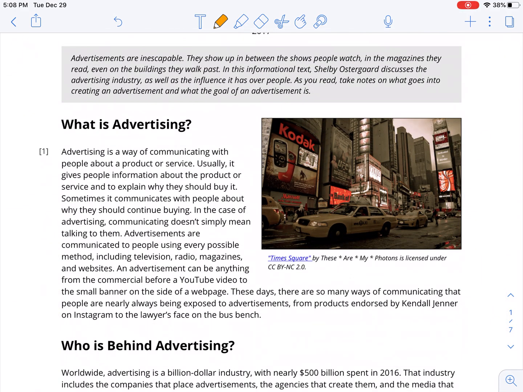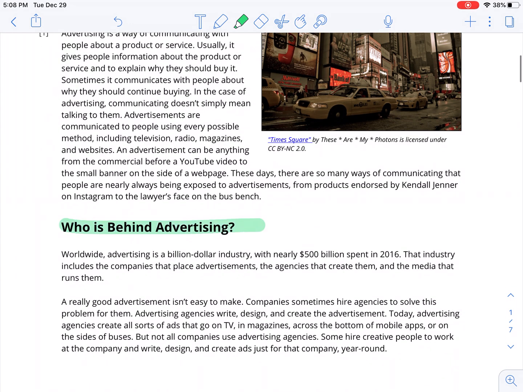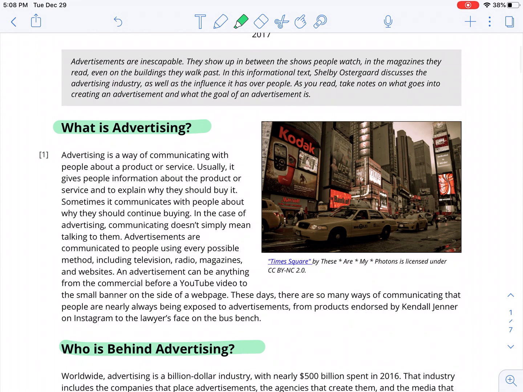So I notice that there are some subheadings, right? Using these kind of questions as subheadings. What is advertising? Advertising is a way of communicating with people about a product or service. Usually it gives people information about the product or service and to explain why they should buy it. Sometimes it communicates with people about why they should continue buying. In the case of advertising, communicating doesn't simply mean talking to them. Advertisements are communicated to people using every possible method, including television, radio, magazines, and websites.